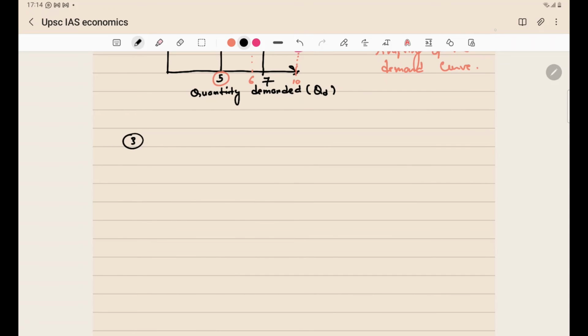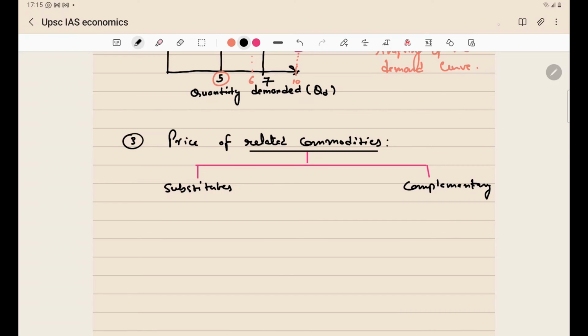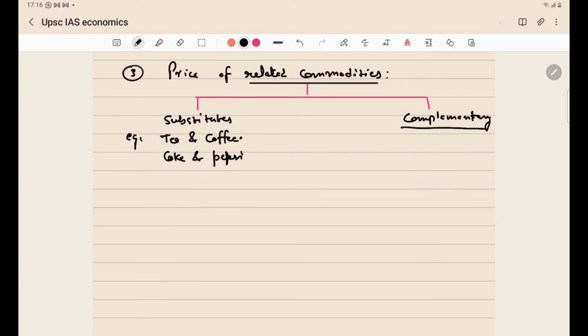The third factor which affects the quantity demanded is the price of related commodities. There are 2 types of related commodities, substitutes and complementary. Example of substitutes are tea and coffee, or we can say Coke and Pepsi. Substitutes are the commodities which can take place of other commodities, which can be used in place of other commodities. Complementary goods are the goods which complete some other commodity. So complementary goods complete or complement some other goods. Examples are, for example, diesel and diesel car, or we can say that fountain pen and ink, or for that matter left shoe and right shoe.